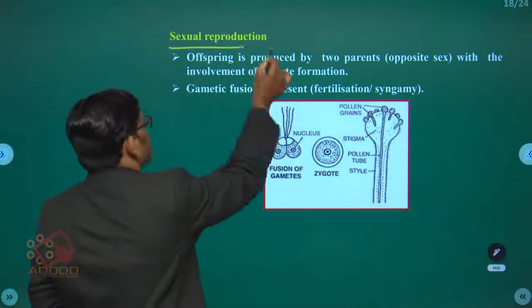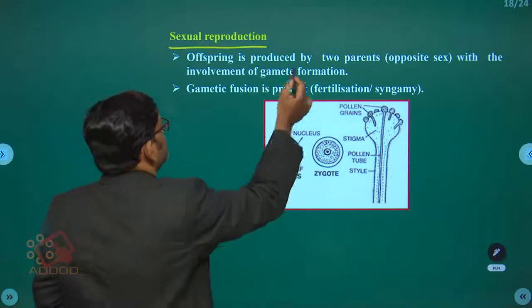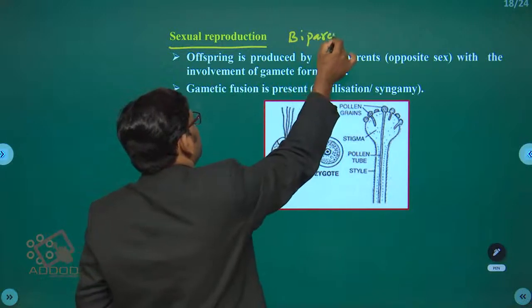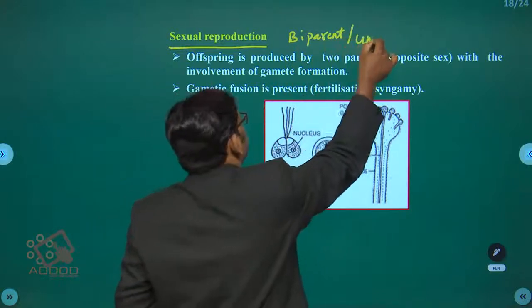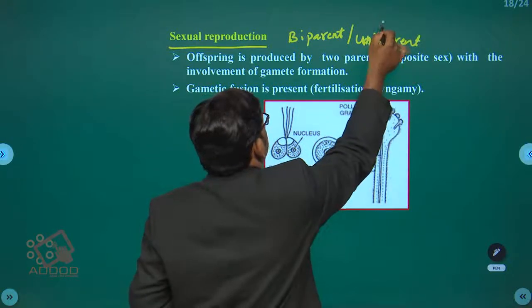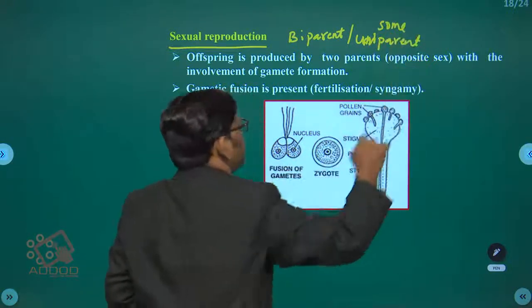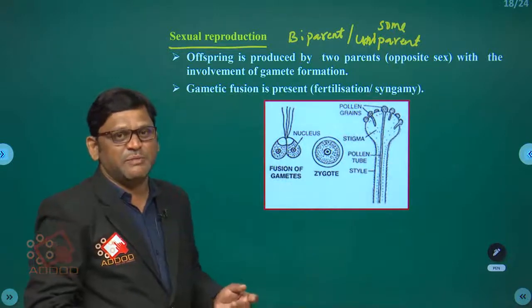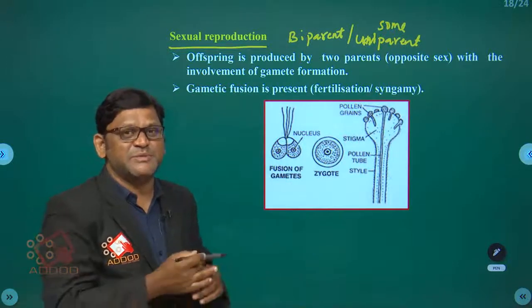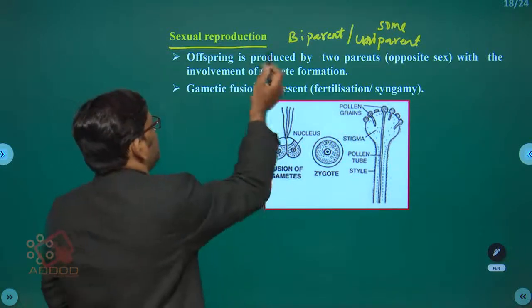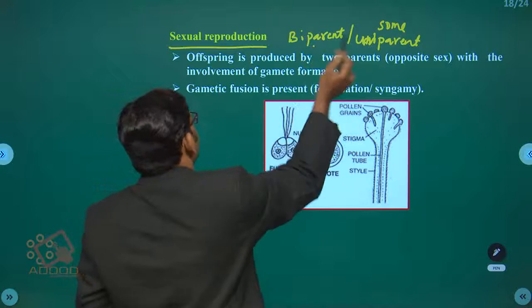Now come to sexual reproduction. It is biparental, meaning two parents, but sometimes it is uniparental also. Why? Because in that uniparent both male and female sex organs will be there, then that will be uniparental. If the male and female sex organs are present separately, then it is called biparental. So sexual reproduction is commonly biparental, sometimes uniparental.